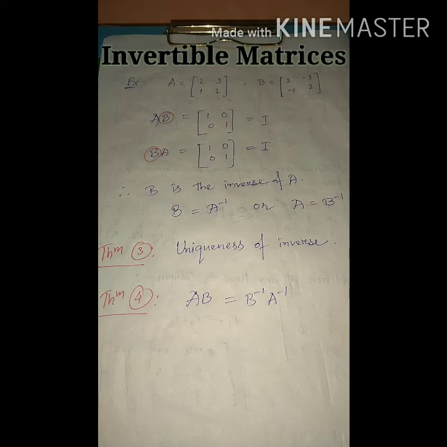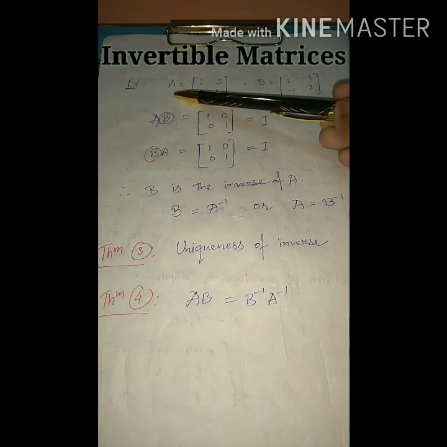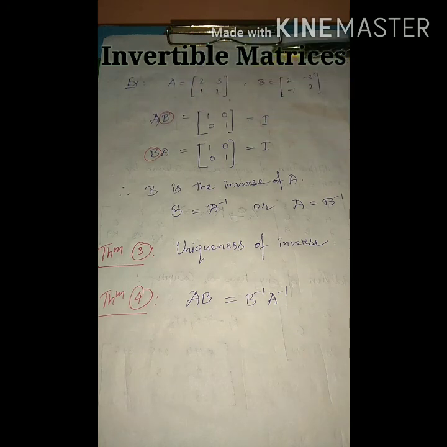Is it clear? For this, suppose we consider an example: A matrix is 2, 3, 1, 2. Similarly, we consider another matrix B: 2, minus 3, minus 1, 2.